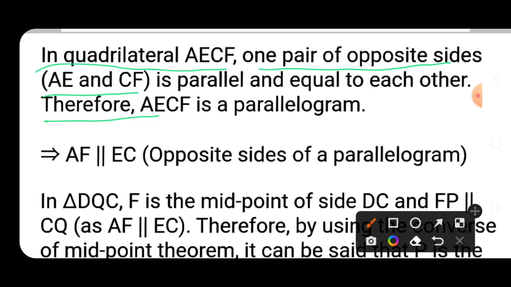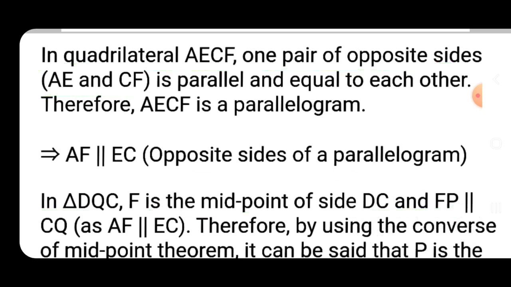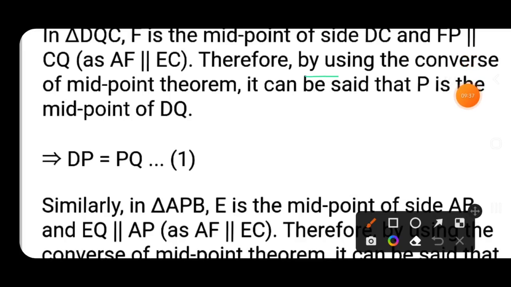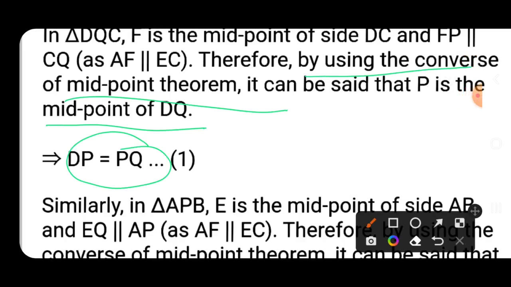So AF is parallel to EC, opposite sides of a parallelogram. So in triangle DQC, F is the midpoint of side DC and FP is parallel to CQ, as AF is parallel to EC, already given. Therefore, by using the converse of the midpoint theorem, it can be said that P is the midpoint of DQ, that means DP is equal to PQ.